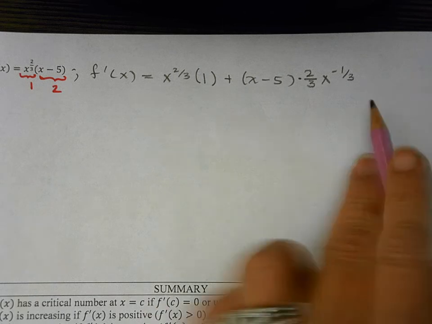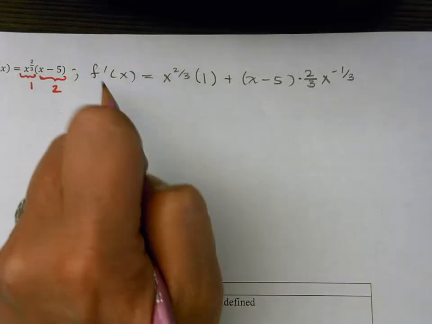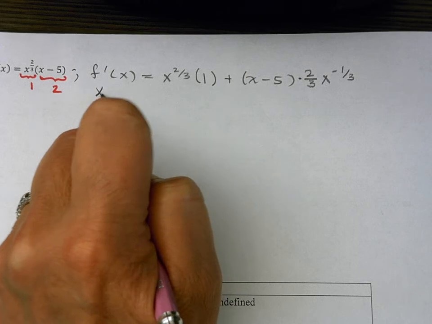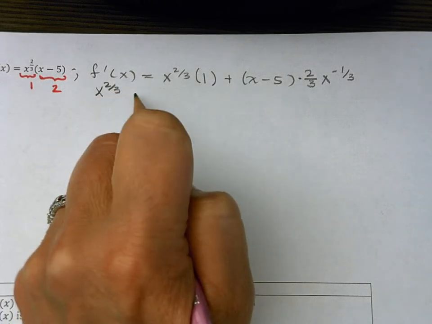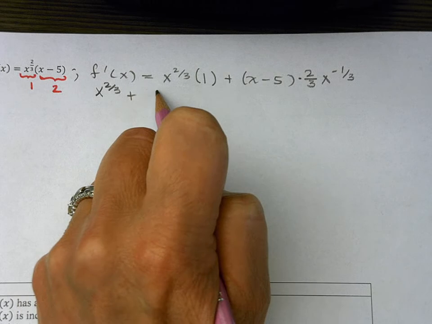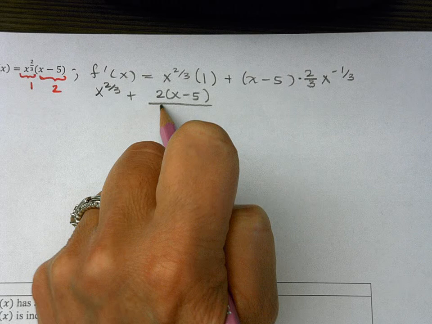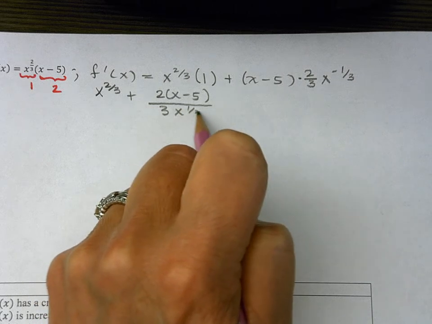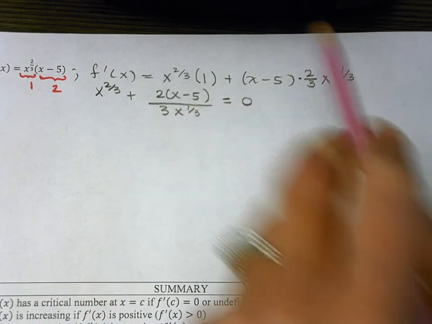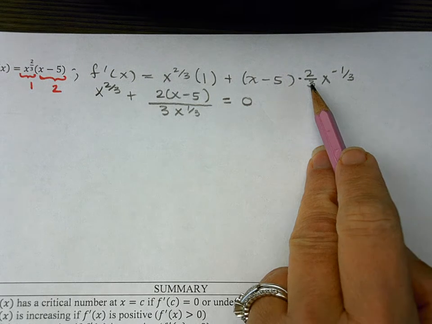So take that and do a little rewrite, and set it equal to 0. So I would have x to the 2/3, and then plus 2x minus 5, and then I'm going to put the 3 and the x to the 1/3 in the denominator. So the 3 in the denominator, because it is the denominator, and then this has a negative exponent.